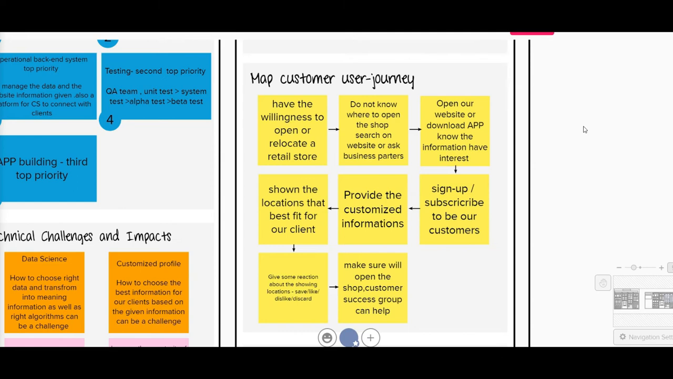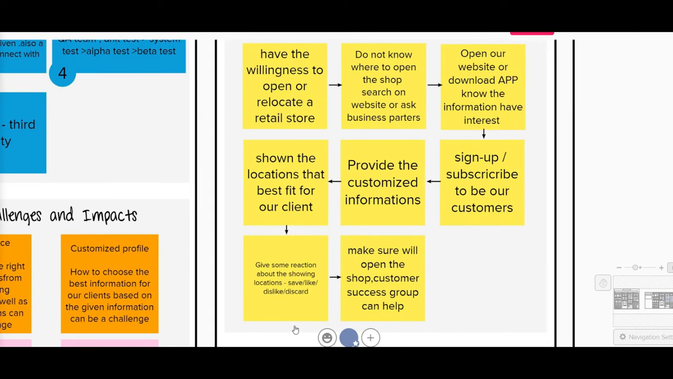And next, they will sign up, subscribe to be our customers, pay us, and get service from us. We can provide them customized information that is very important to them, based on the information we have got from them. Next, we will show them the locations that best fit our clients. Then they will give us some reactions to the locations shown. Maybe they will save it, like it, dislike it, or discard the location. And in the final step, they will decide where they will open the shop.